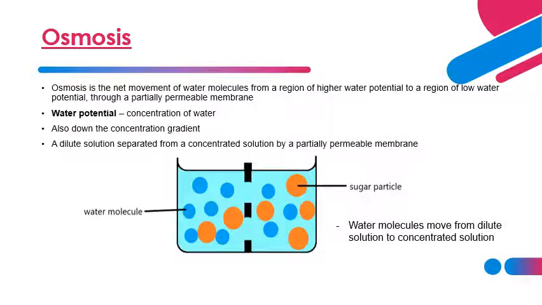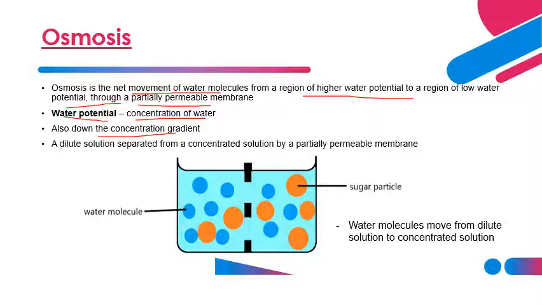Osmosis. Osmosis is the net movement of water molecules from a region of high water potential to a region of low water potential through a partially permeable or semi-permeable membrane. And the word water potential here is just a specified term for concentration of water, which means water is traveling from a region of high concentration to a region of low concentration. So osmosis also occurs down the concentration gradient.